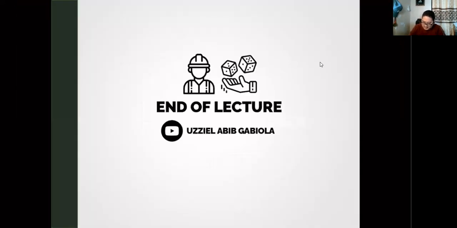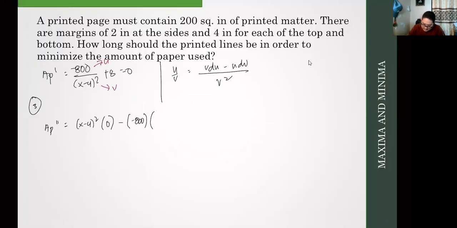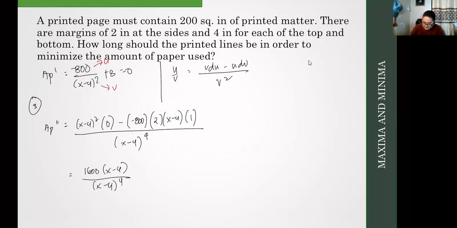Then derivative ng denominator, that is 2 times x minus 4 times 1. Okay? And then squared ng ilalim, x minus 4 to the 4th. Okay? Simplify natin. This will be 1,600 x minus 4 over x minus 4 to the 4th. So yung plus 8, 0 na siya, no, kasi constant. So cancel natin yung isa. So this will be cube. So this will be 1,600 over x minus 4 cube. Ito yung second derivative natin.